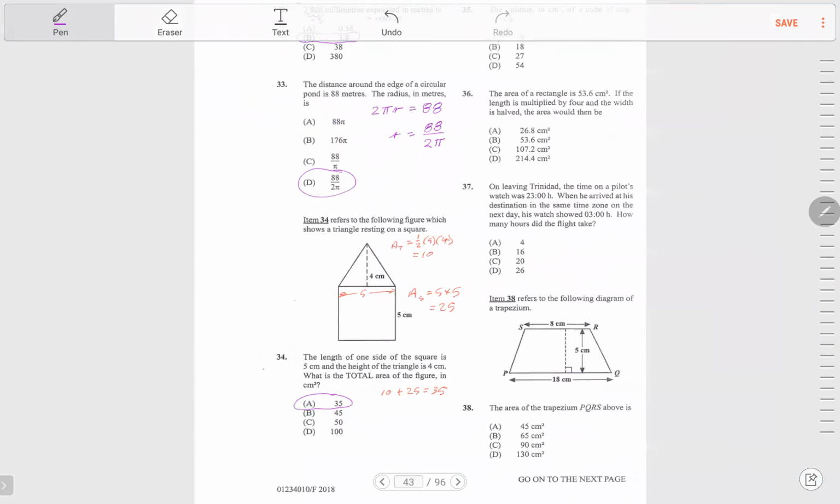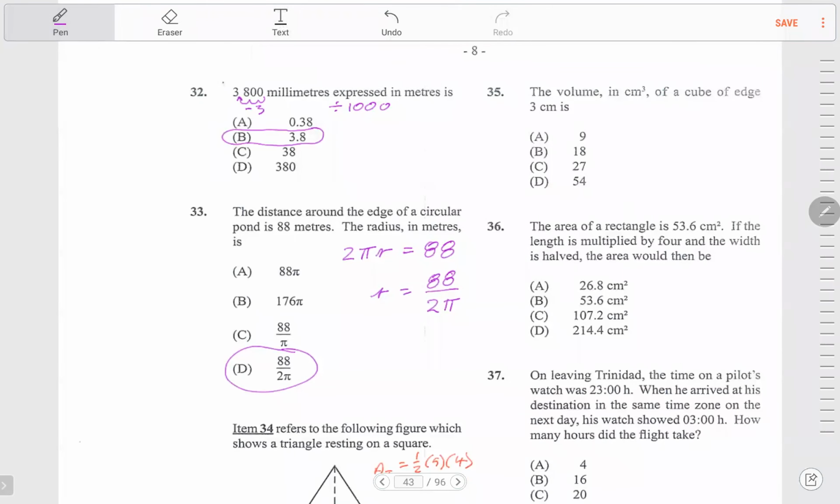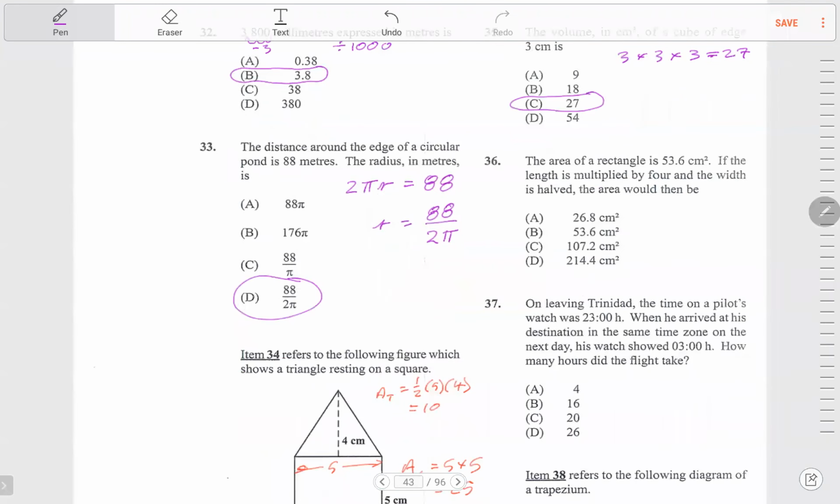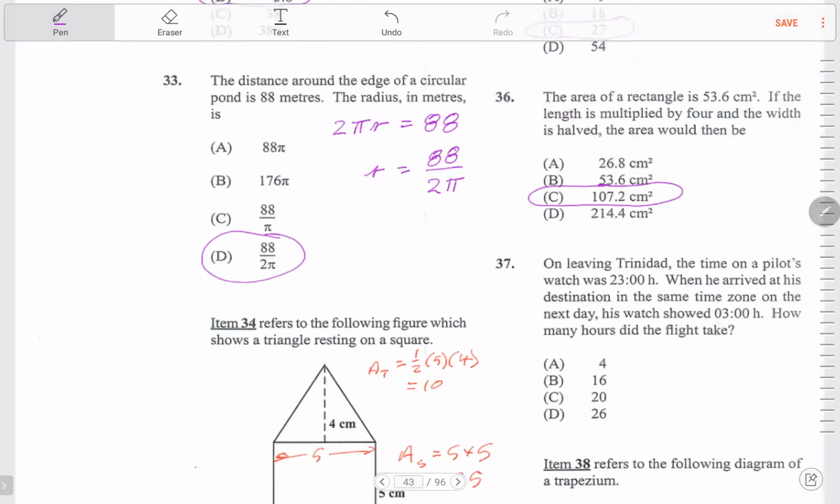Number 35. We did this one already. It is the volume of a cube of edge 3: 3 times 3 times 3 equals 27. So the answer for this one is 27. We did this one earlier. Also did this one, and this was the answer. We did it earlier, so we're not going to do the questions that we did already. We would have to work them out again with the same explanation. So you can just watch the video if you don't remember.